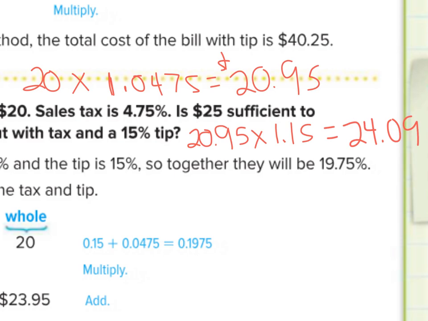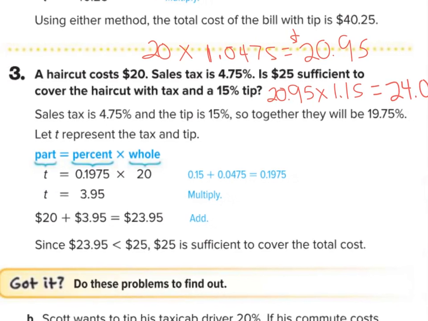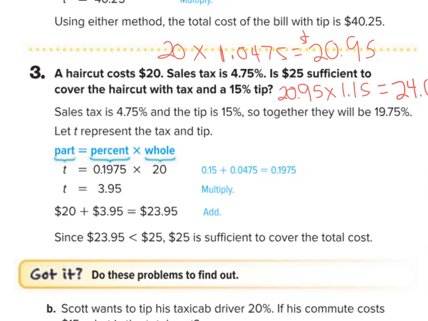Another way to do it would be to combine the percentages. I can take over here with the blue, this amount, 4.75% and 15%. I can add both of those into one percentage, 19.75%. The amount's going to be slightly less because I'm not looking for 15% of this new amount. I'm simply looking for 15% and 4.75% of the original 20, not 20.95. So it's going to be slightly less, around 23 something. Oh, there it is, 23.95. So if we were to do it like that, then it would be 23.95.